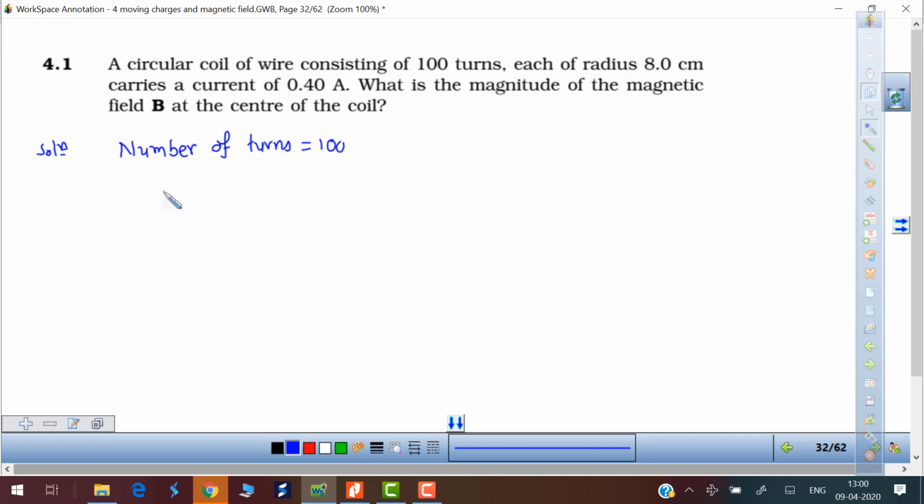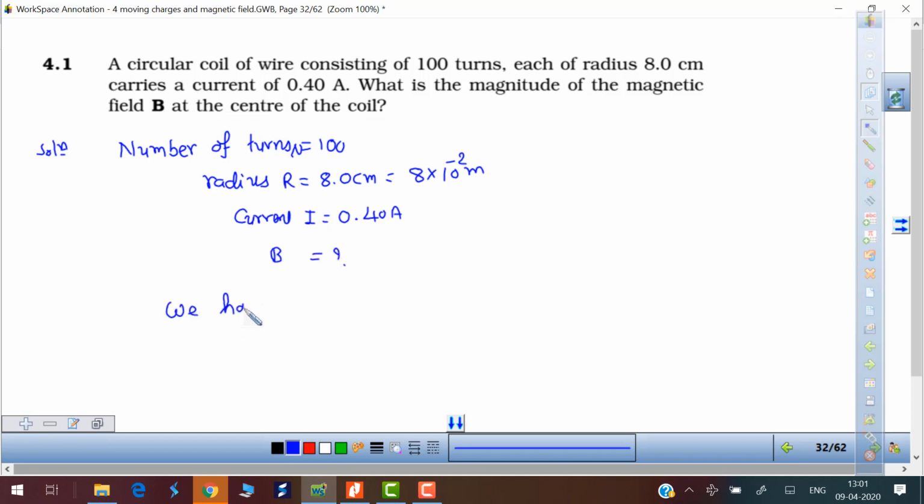Then radius of the coil is equal to 8.0 centimeter. We convert it from centimeter into meter. Number of turns. What is the current? 0.40 ampere. What is the magnitude of magnetic field B at the center? So B is what?